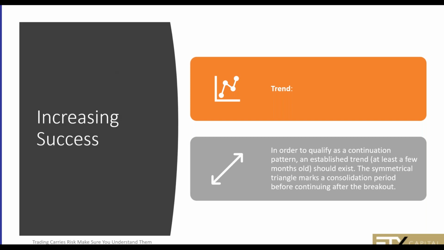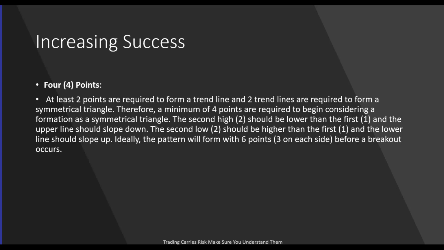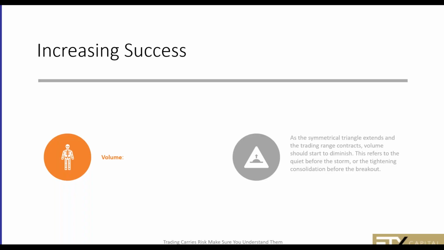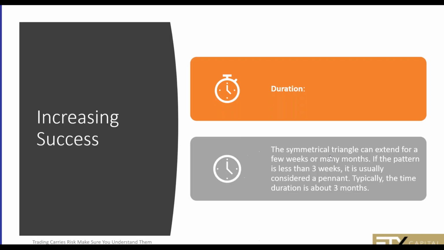So we want to increase our success rate by, number 1, looking at the trend. A good way to do this is to have your trend line on the chart, because if that pattern stays within your trend line and your trend line is still holding good, then most likely it's going to stay above the trend line. We also want to look at volume. As the triangle extends and trading ranges contract, volume should start to diminish. This refers to the quiet before the storm, or the tightening consolidation before the breakout.